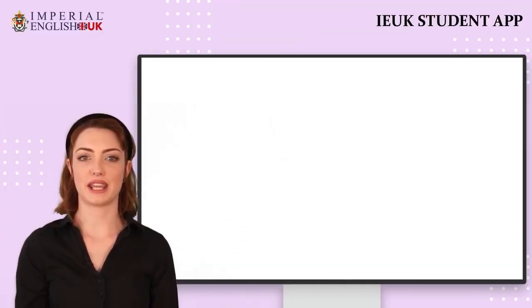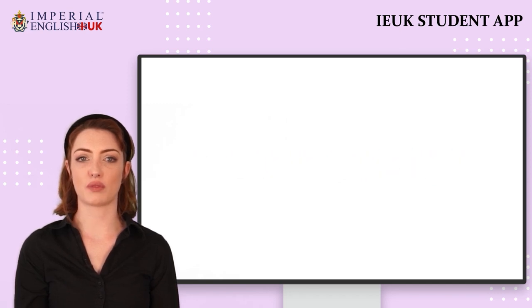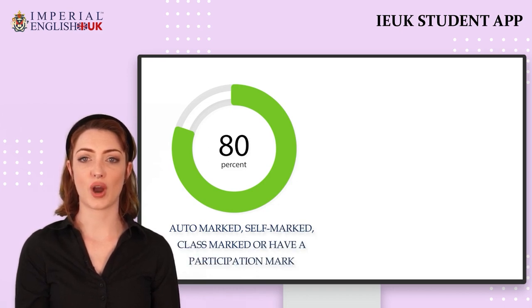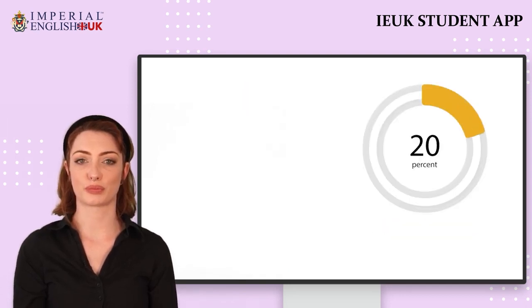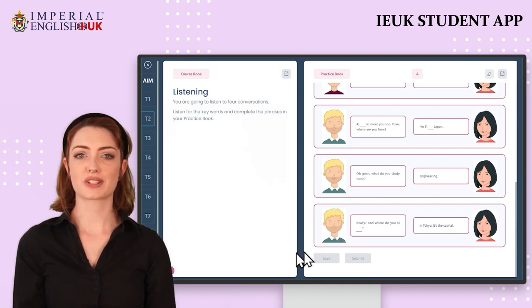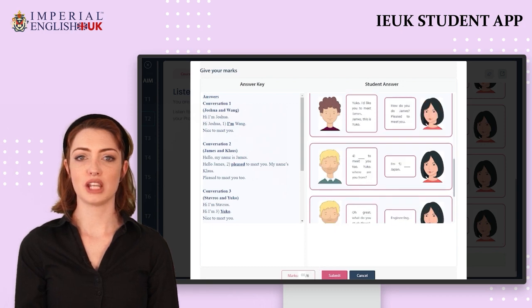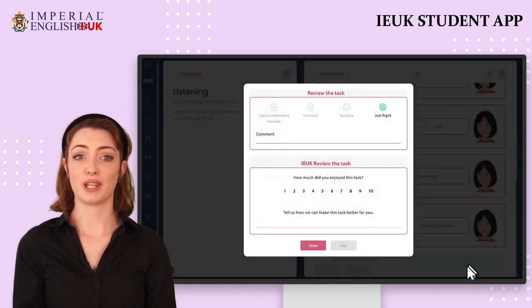Every task you submit has a different marking method. For example, in the English courses, 80% of the tasks are either auto-marked, self-marked, class-marked, or have a participation mark. The other 20% is marked by a teacher. If the task is class-marked, you will see a pop-up box when you submit the task, so you can add your marks. The teacher can still check and change these marks if they do not agree with the marks given. A part of this course develops learner training and being trusted to be independent, and so you should be honest with yourself when giving these marks.